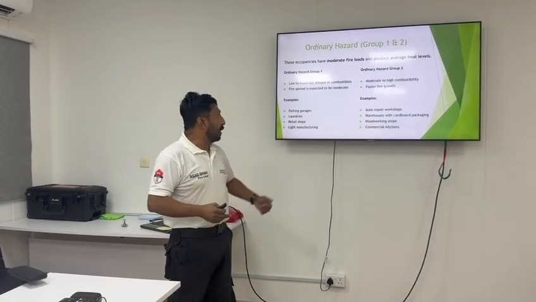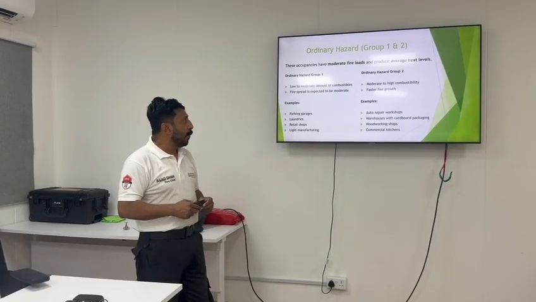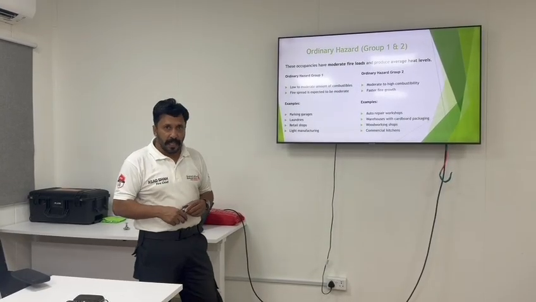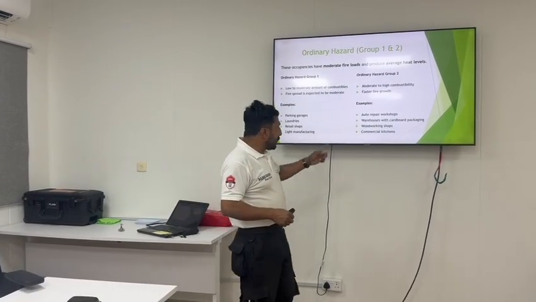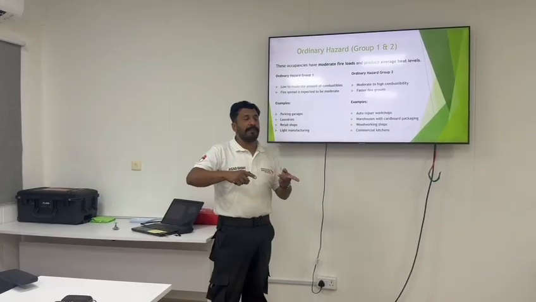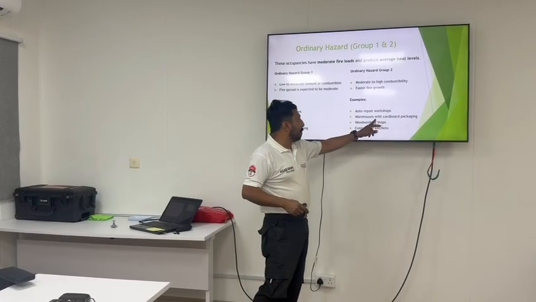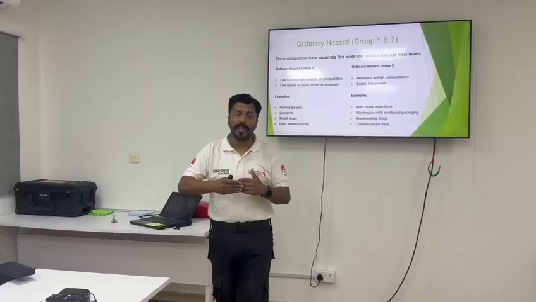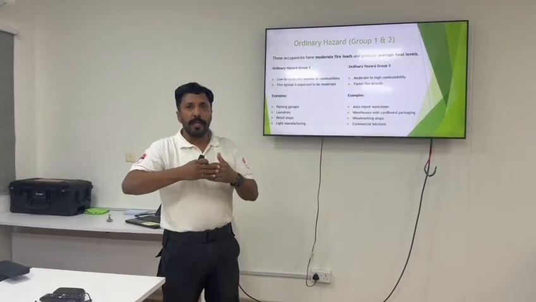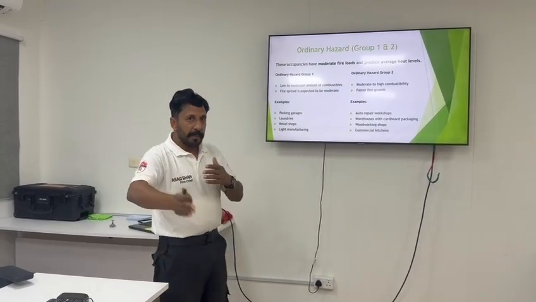The next one is warehouses with cardboard packaging. Yes, it is a class A fire, but the packaging is cardboard, and warehouse means the quantity of fuel is too much over there, so the speed will be more.